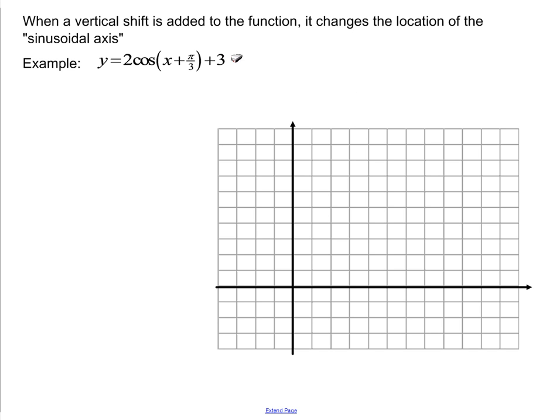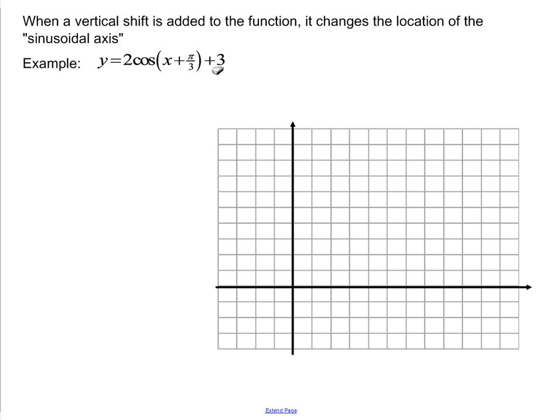We ask what will happen if we start changing our function by adding a quantity on the end. Well, this is going to be what we call a vertical shift of the graph. Basically, we could graph the function y equals 2 cosine of x plus pi over 3 and put our graph with a center at y equals 3 right here.